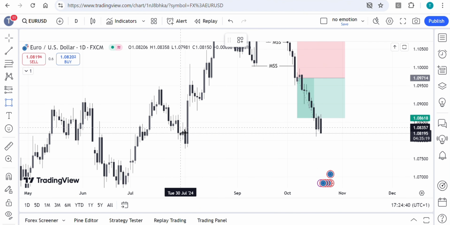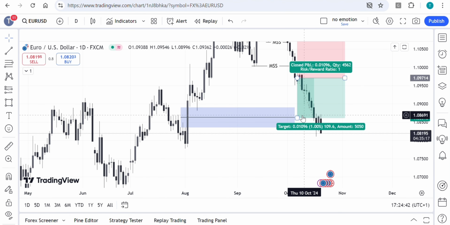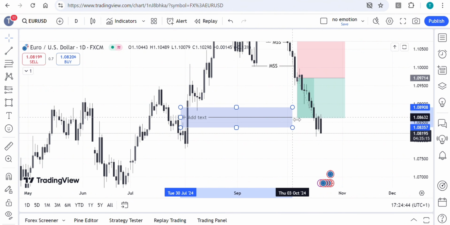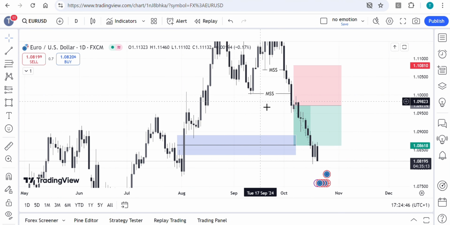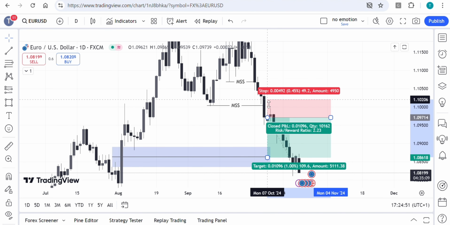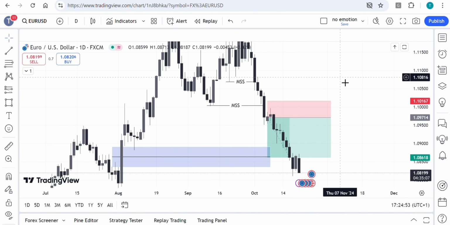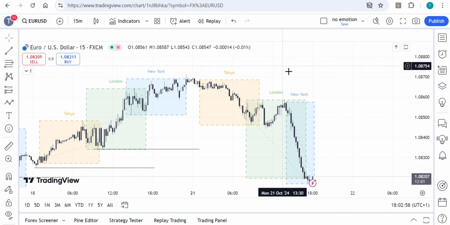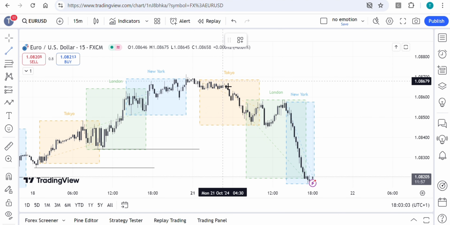Next, we look left for any targets, and as you can see, we have a fair value gap. We decide to target the mean threshold to maintain a good risk to reward ratio. Then, we move our stop just above this fair value gap to get a nice risk to reward ratio of about 2.42.